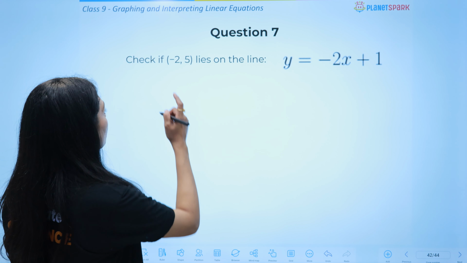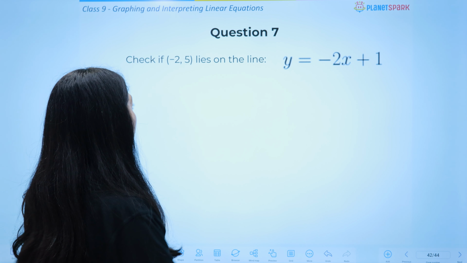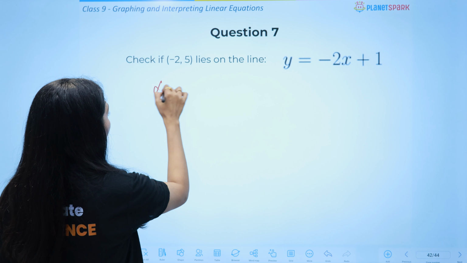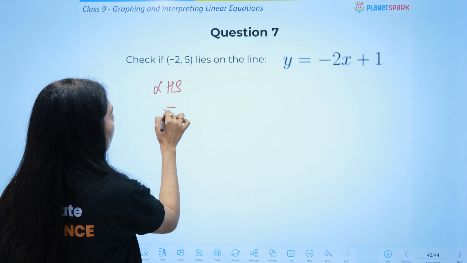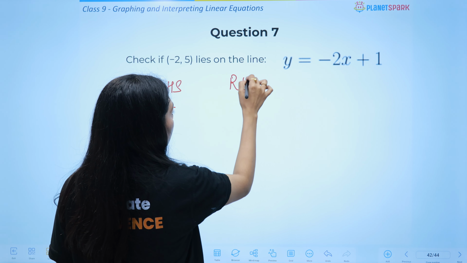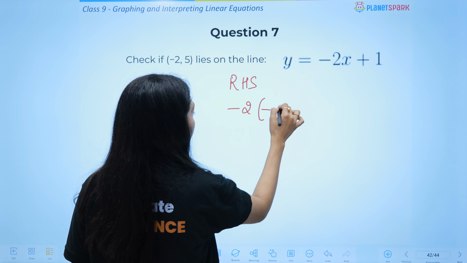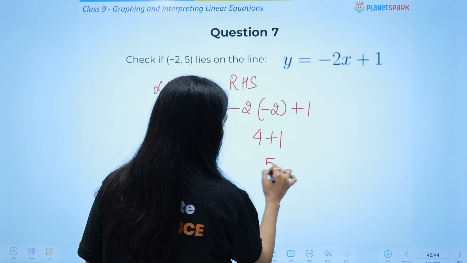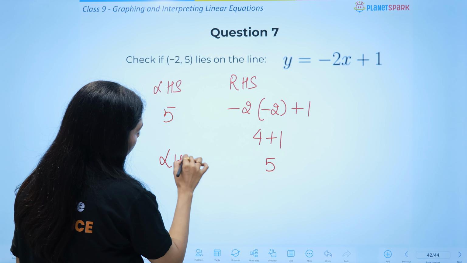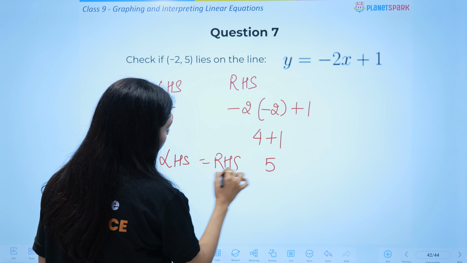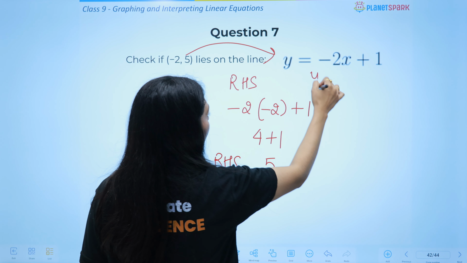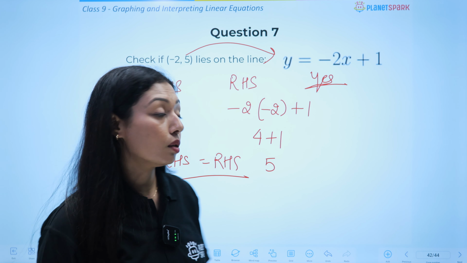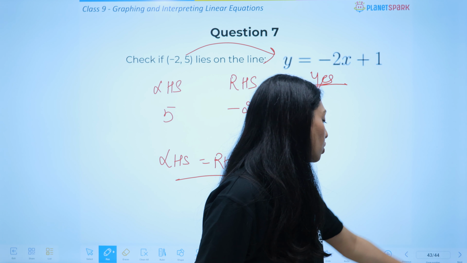Next one. Check if (negative 2, 5) lies on the line. Again, same way. We'll substitute both the values there and check the left and the right side. The left hand side is y, which will be 5. Right hand side, negative 2 times x, that is negative 2 plus 1. 4 plus 1, that is 5. So I can say left hand side is equal to the right hand side. So yes, it lies on the given line. Graphically we can check, that is another way but a longer method. This is the easier and shorter method.